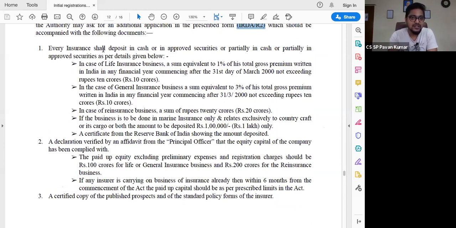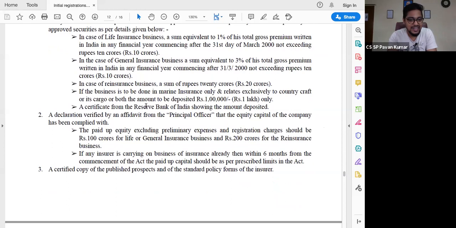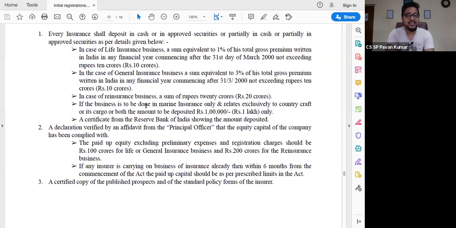Every insurer shall deposit in cash. So what I would normally suggest is read this from the study material. In case of any doubts, you can ping me with specific doubts. So here what they're saying is, based on the type, if it is a life insurance or a general insurance or a reinsurance, there's a limit on how much money you are supposed to have. That particular amount you have to deposit with the authority, because if you are going to face some loss, at least because you have deposited this money with the authority, you will be a little careful.